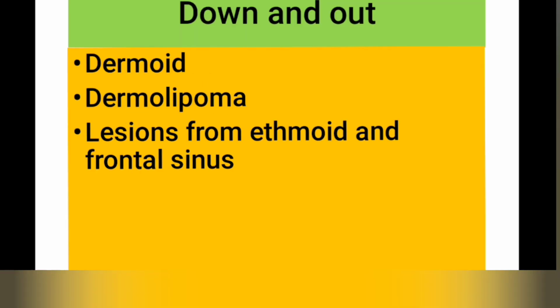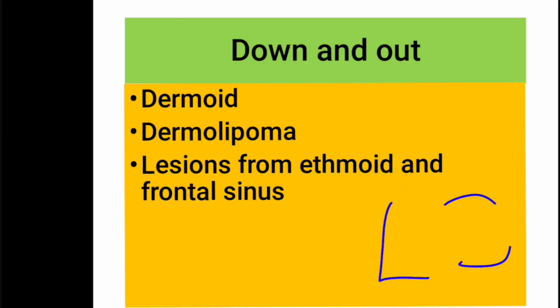It can also be down and out. So this is the nose, the orbit, and the eyeball is displaced in this direction, down and out. So something from the superior nasal part is pushing it in the down and out direction. So what are the causes? We have dermoid, dermolipoma, and lesions from the ethmoid and the frontal sinus.